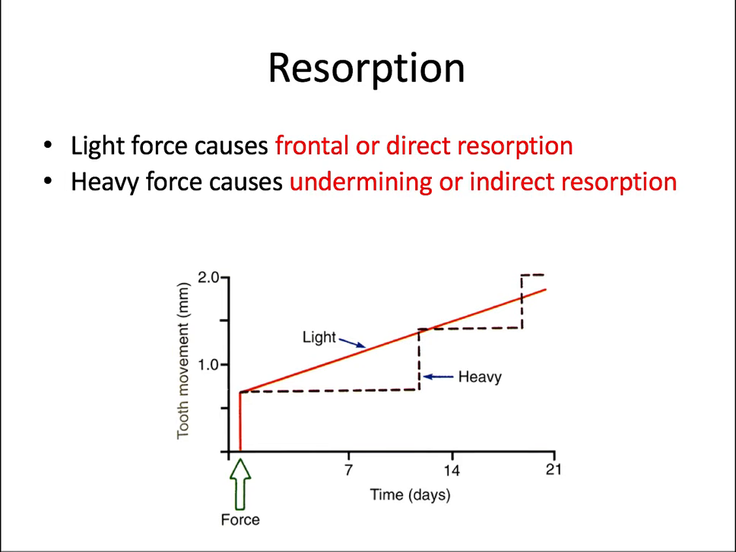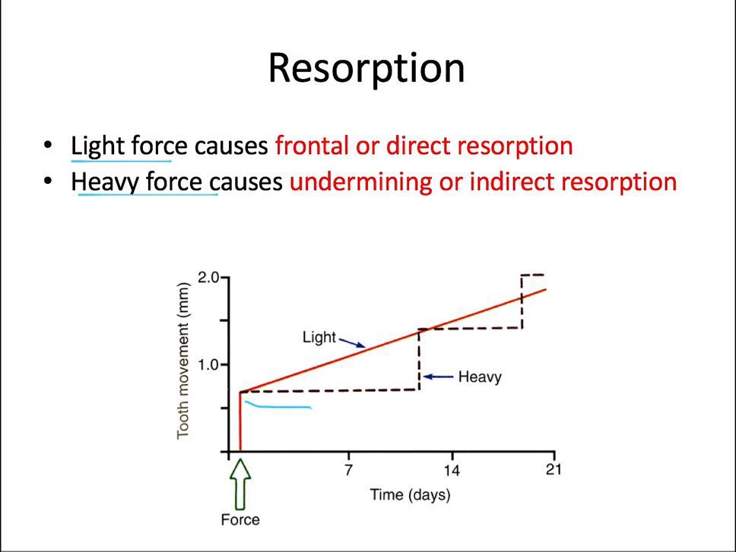So as a graphical summary, we have time in days on the x-axis and distance of tooth movement in millimeters on the y-axis. As time progresses, the tooth is moving, but it moves very differently depending on the amount of force applied. Light force causes frontal or direct resorption. That's a steady movement of the tooth as the lamina dura is eaten away. Heavy force causes undermining or indirect resorption.